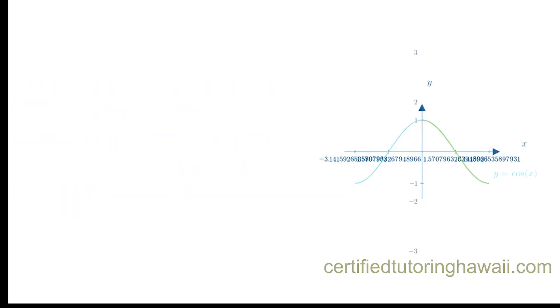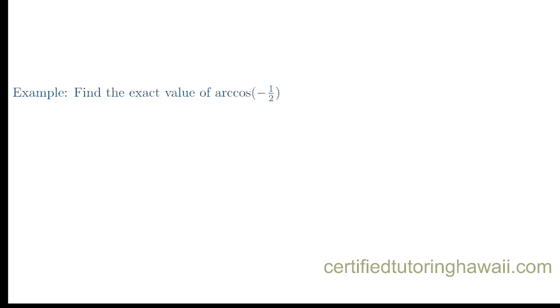Let's work through an example. What is the arccosine of -1/2? We need to find the angle theta in the interval from 0 to pi, such that cosine of theta is -1/2. First, let's ignore the negative sign. Cosine of what angle is 1/2? That would be pi over 3.